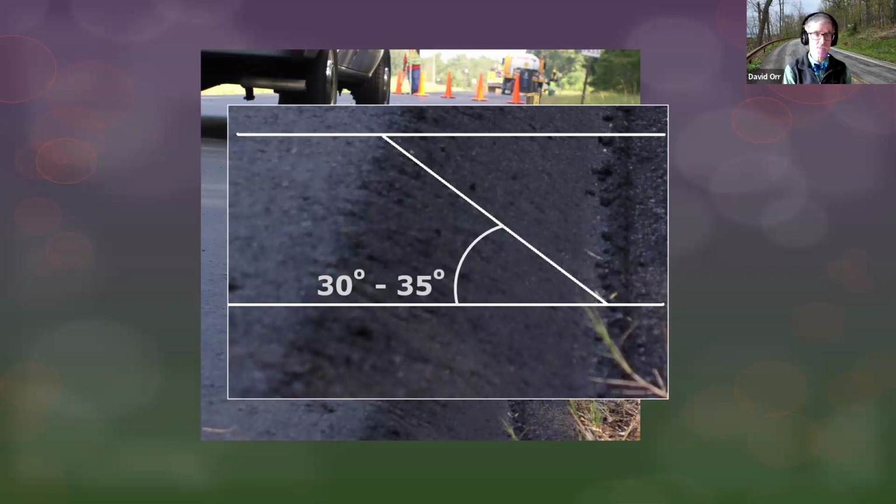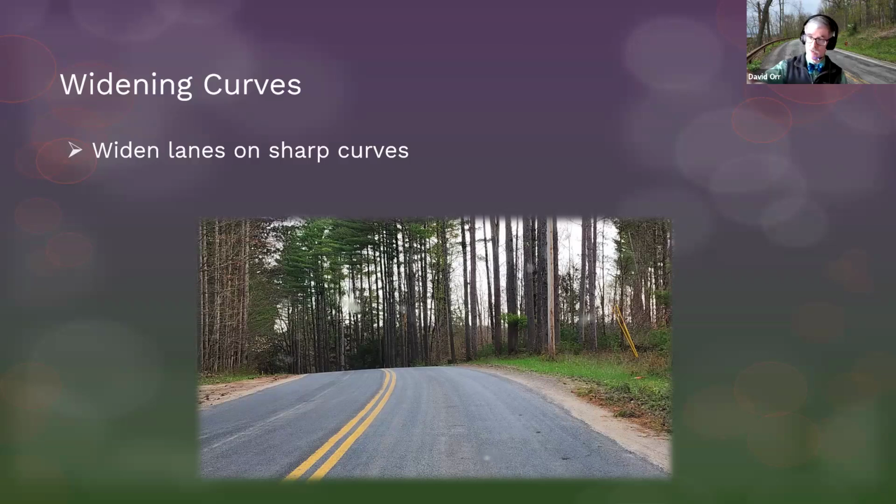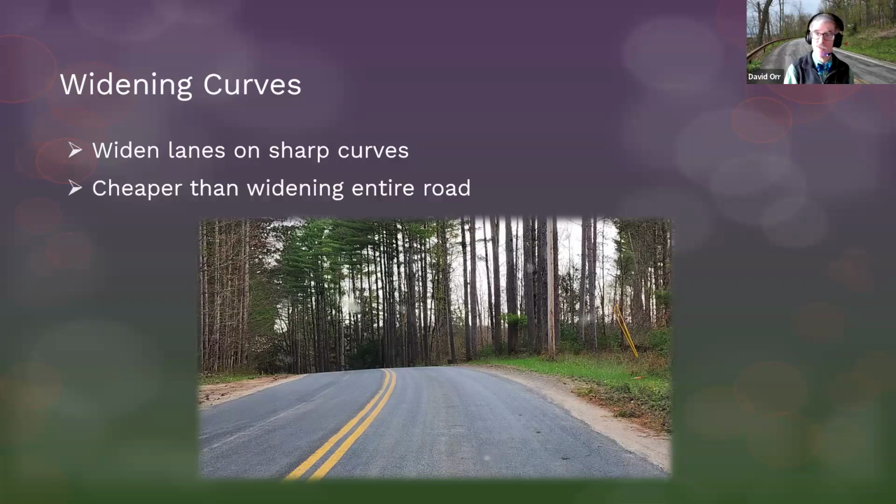Okay. Now let's talk about one that I don't see as much as we should see, and that is just widening curves. So you just widen the lanes a little bit. I'm not talking about improving shoulders. Yes, we could spend some time talking about improving shoulders, and that is a proven safety countermeasure. I'm talking about widening the lanes on sharper curves. It's cheaper than widening the entire road.